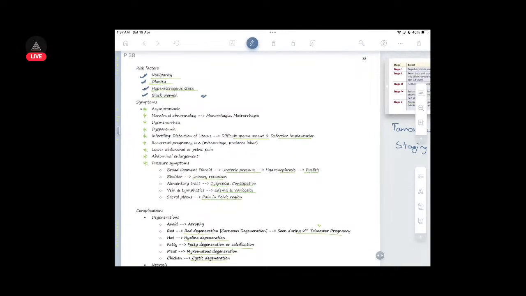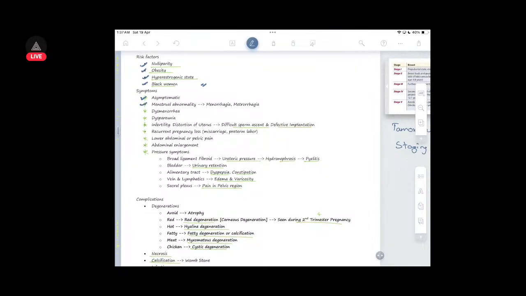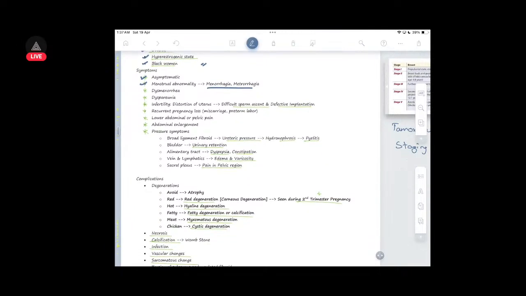Then symptoms: they may be asymptomatic. They may have menstrual abnormality, which is menorrhagia and metrorrhagia. They may have dysmenorrhea, dyspareunia. Infertility will be there, due to distortion of uterus, difficult sperm ascent, and defective implantation. Infertility is one of the more common complaints that people come with.